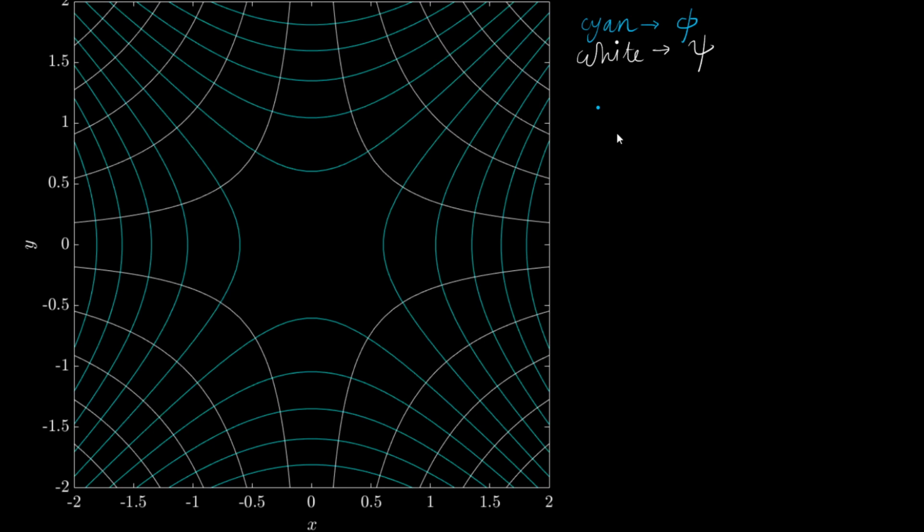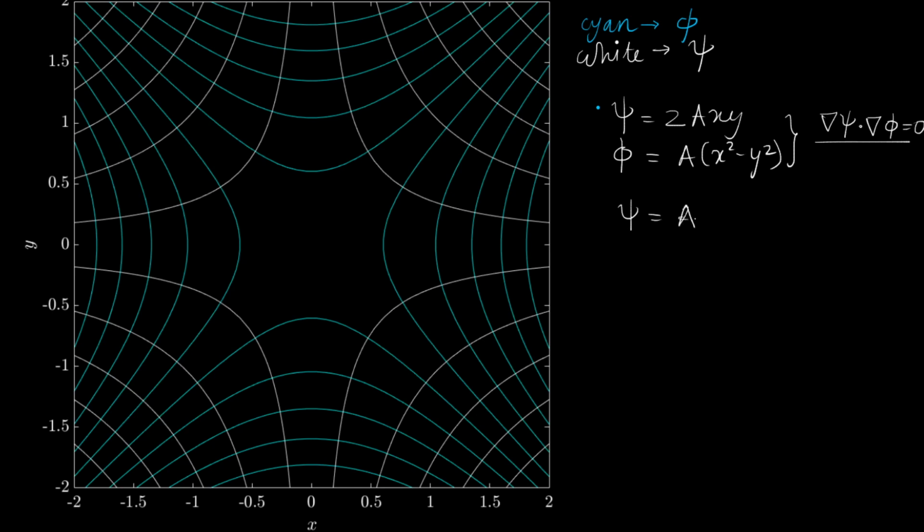So proceeding further, we can easily show that psi equal to 2axy and phi equal to a times x square minus y square are a set of orthogonal functions, that is, the iso psi and the iso phi lines are orthogonal, that is grad psi dot grad phi is equal to 0. So this much is clear by now. But if this is a solution, then psi equal to a times x square minus y square and phi equal to 2axy is also a solution.